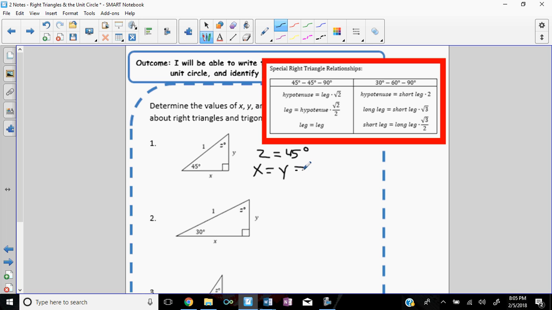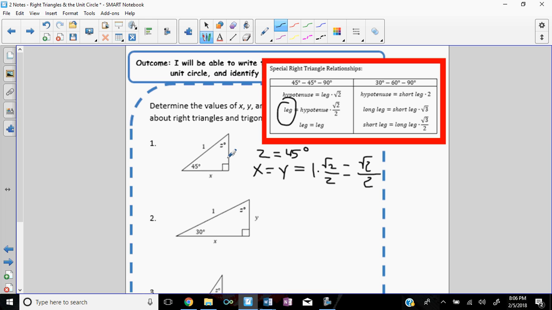And that is going to equal, well, if I know my hypotenuse and I'm trying to find my leg, I know that my leg is just going to equal the hypotenuse times the square root of 2 over 2. Since my hypotenuse is 1, I'm simply multiplying 1 times the square root of 2 over 2. And if you think about it, if I multiply anything by 1, I just get the quantity again. So both of those sides are going to be the square root of 2 over 2. All right, and that's going to be my side length.